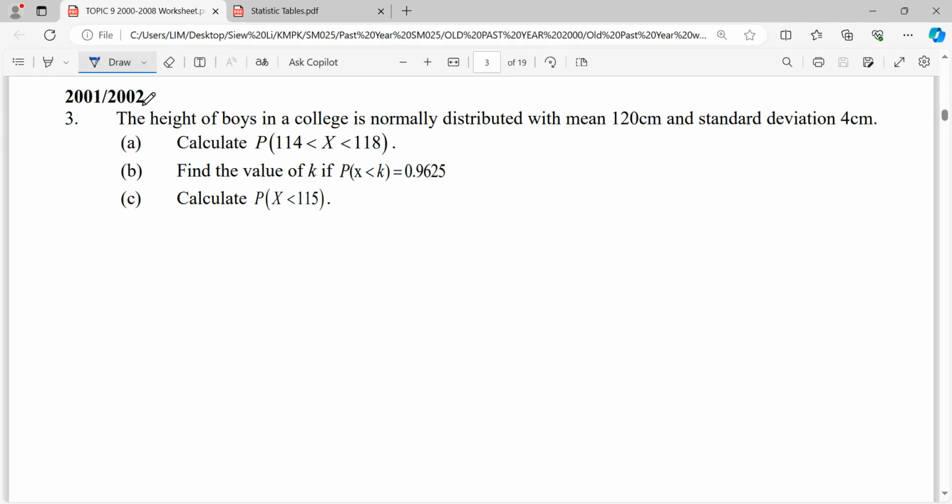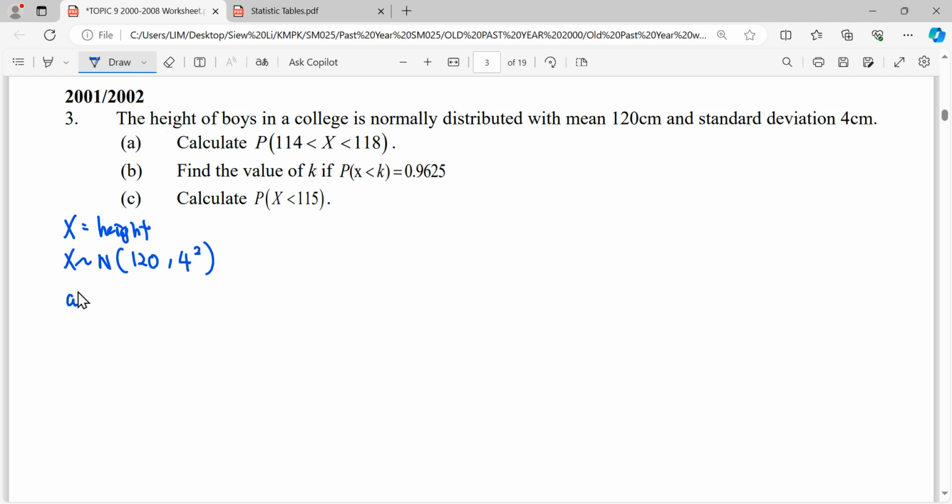Hi everyone, for this question, given that the height of the boys in a college is normally distributed with mean 120 and standard deviation 4. So note here our quantity is height. Firstly we have to take note x is our quantity. We write it height, and it is given as normal distribution with mean 120 and standard deviation 4, but in distribution we need the variance, so for this position we need to write variance, therefore we put 4 squared.